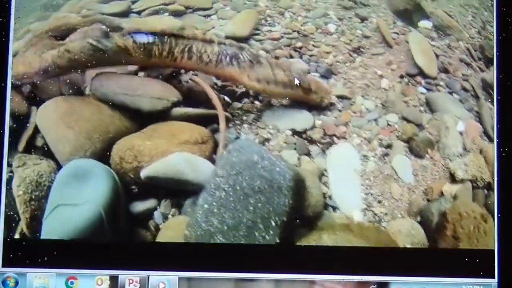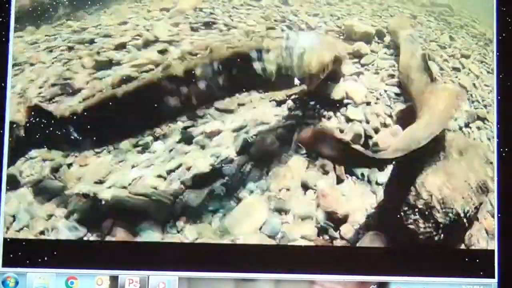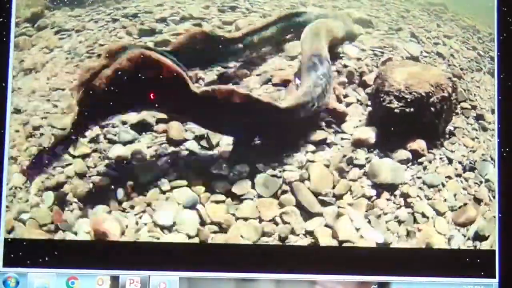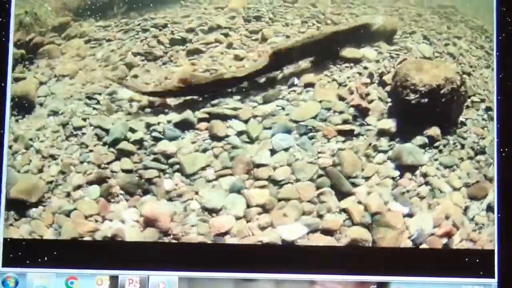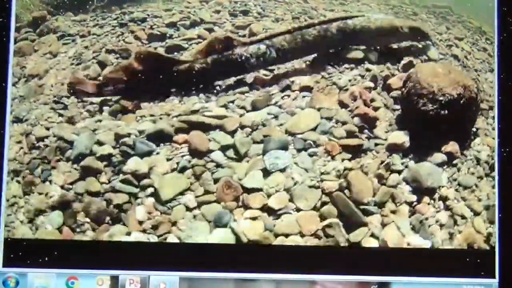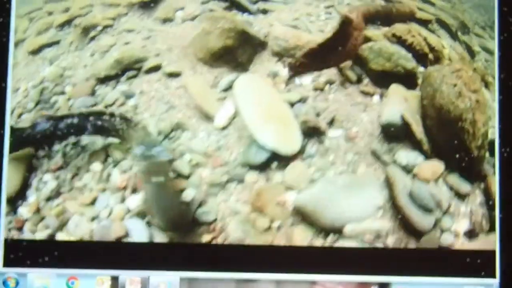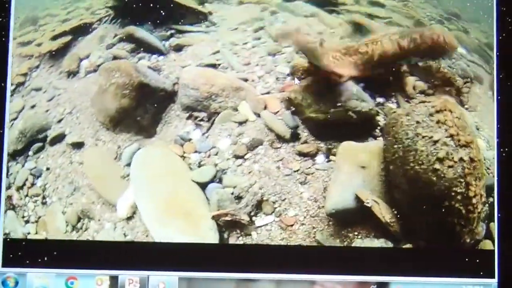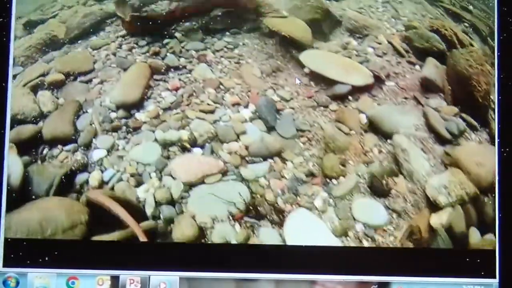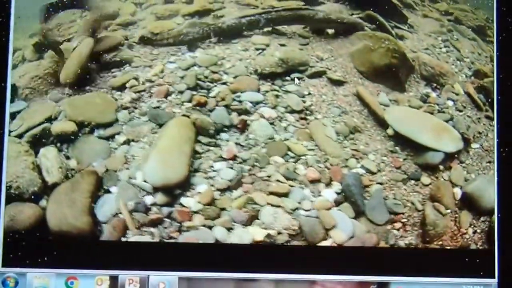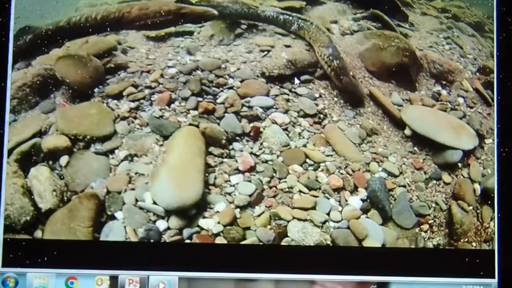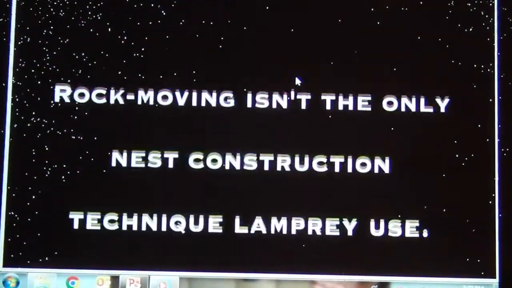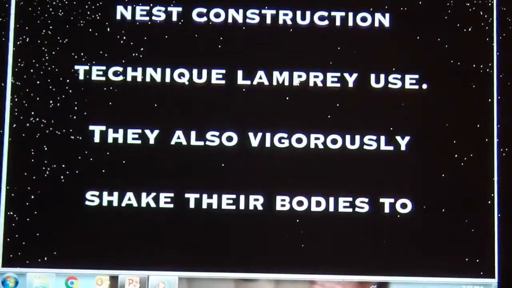So you can see that they're using that, instead of using their tail, it's not a very broad tail, right? It's actually quite small. So they don't actually sweep the gravel like trout and salmon do. They use that suction cup mouth to grip onto rocks and then yank them downstream. And some of these rocks probably weigh as much or close to as much as those adults themselves do. That was a pretty big rock we just moved there.